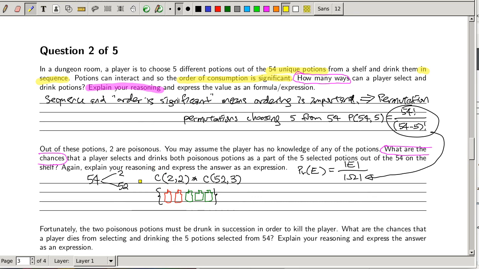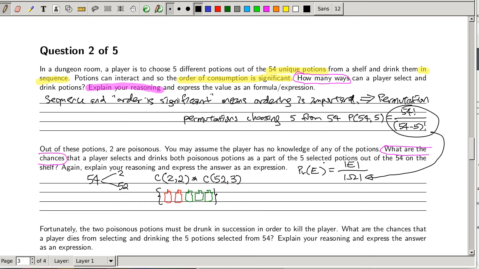So in this case, this is the combination. Once we have the combination, you can always say, out of the 5 potions, how many ways can we drink the 5 potions? I think that's what it's asking. Let me read the question carefully again: what are the chances that the player selects and drinks both poisonous potions as a part of the 5, but not dying yet?